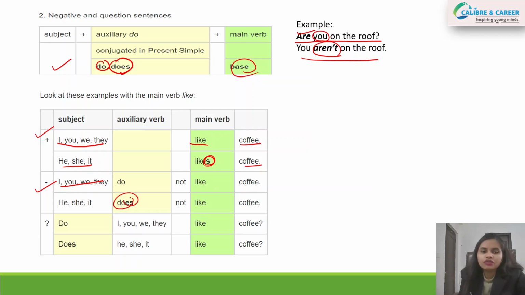So your verb, the auxiliary verb, will change with respect to the person that you are using, the subject. Now in question sentences, what you will say is, do you like coffee, and here, does she like coffee, or does he like, or does it. I hope it is clear which verb you will use with respect to the person.